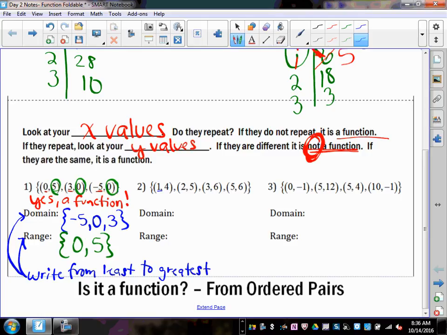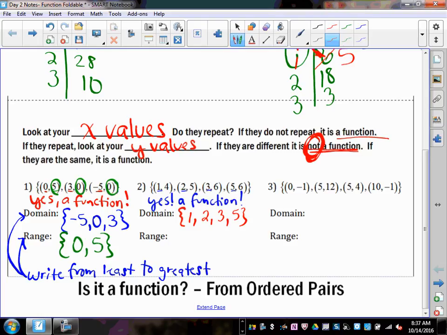Number 2. Look at my x values. Is this a function? Yeah. My x values don't repeat. No worries. Yes, it is a function. Okay. Then let's go ahead and list out our domain and our range. What is my domain going to be? 1, 2, 3, and 5.